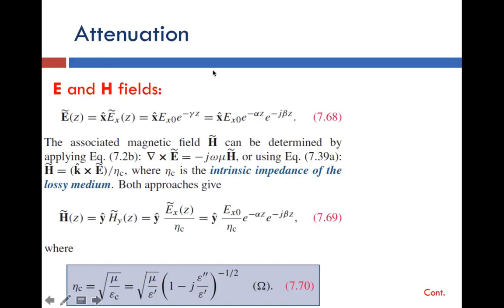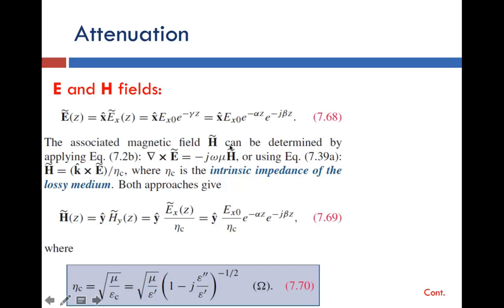So if this portion, the e to the minus alpha z, were not here, what we would have would be a traveling wave. When the e to the minus alpha z is added, it has the effect of attenuating. So this is a traveling wave, but it's attenuated.